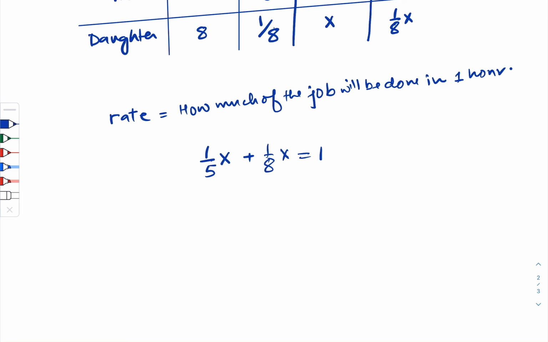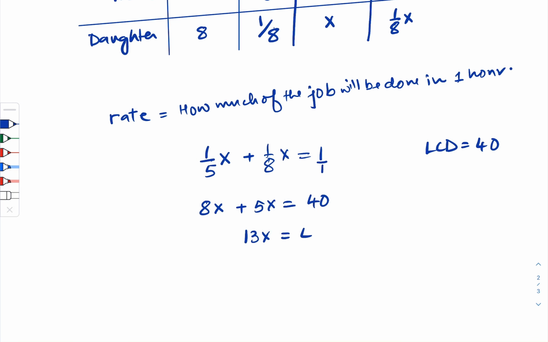The lowest common denominator for 5 and 8 is 40. So 5 times 8 is 40. The first term becomes 8x, because 5 times 8 is 40, so you multiply 8 with the 1x. The second one becomes, well, 8 times 5 is 40, so 5 times x. And then the right-hand side is really 1 over 1, so 1 times 40 is 40. So this one gets multiplied with 40. All right, so let's add these together.